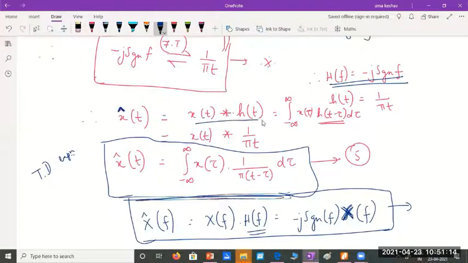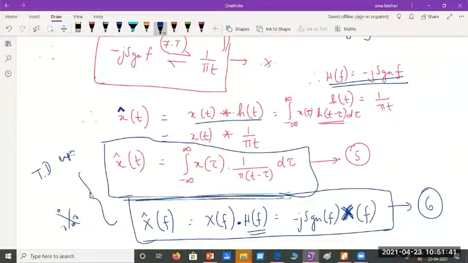Here it is convolution. So in the frequency domain, it turns to multiplication. x of t and x of f are Fourier transform pairs, h of t and h of f. So just multiply these two. And we know h of f is nothing but minus j signum of f. So please remember these two equations. They are very important, the basic equations for Hilbert transform.